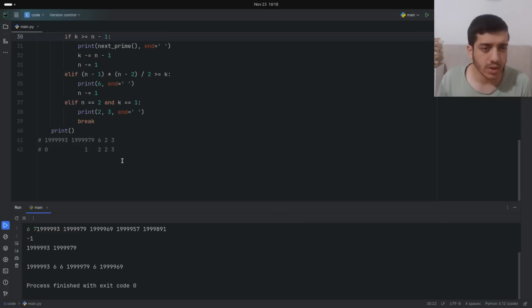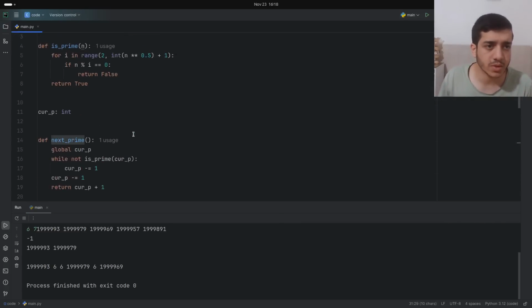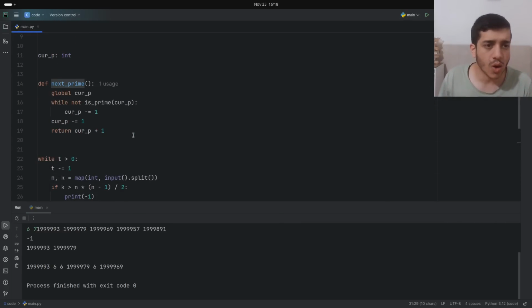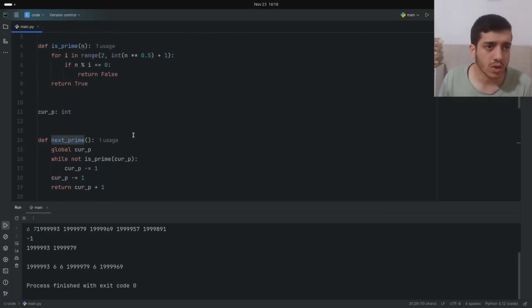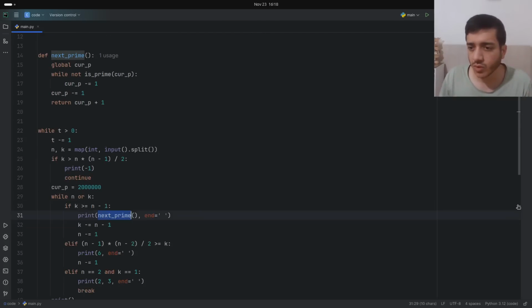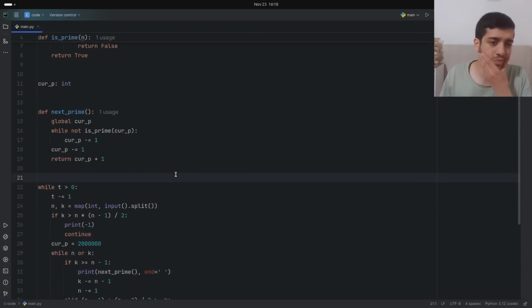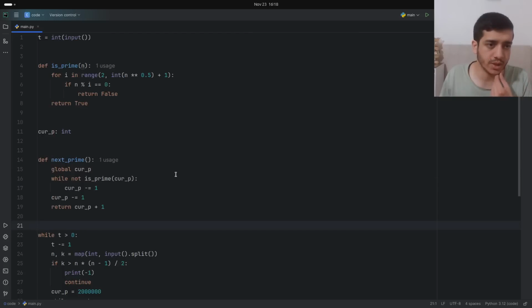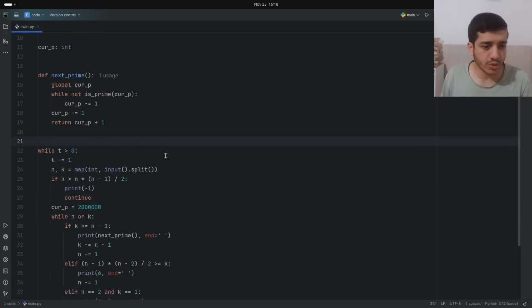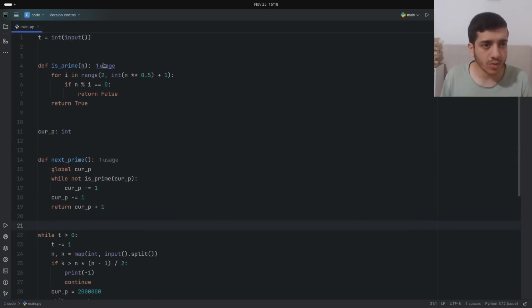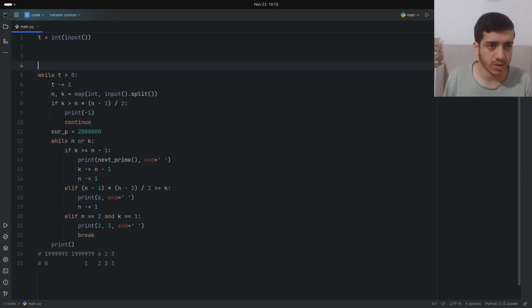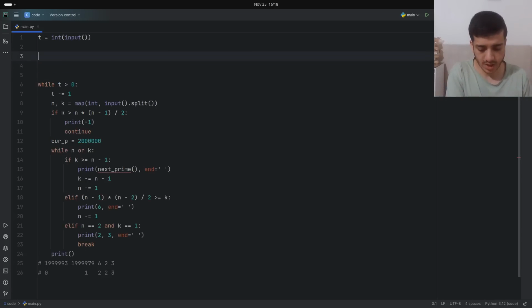The only thing that remains is that next prime is so slow. So I need to find primes in a better way. And yeah, it's the sieve algorithm for sure. So let's start implementing that.